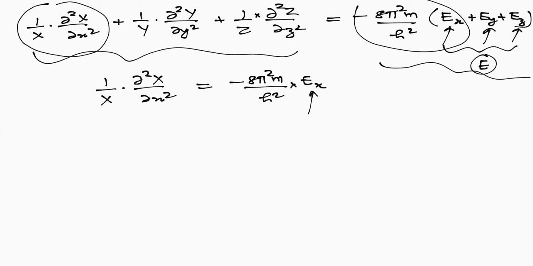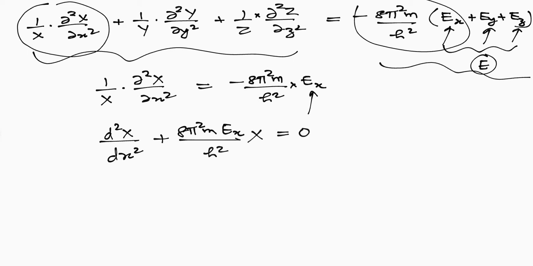Now, I have equated these two terms. So if I rearrange this in a proper manner, I can write this as d square X by dx square plus 8 pi square m Ex by h square into capital X equal to 0. Right? Yeah, this is a simple rearrangement. We can easily do that. See, bring this to the left hand side and you will get this equation.